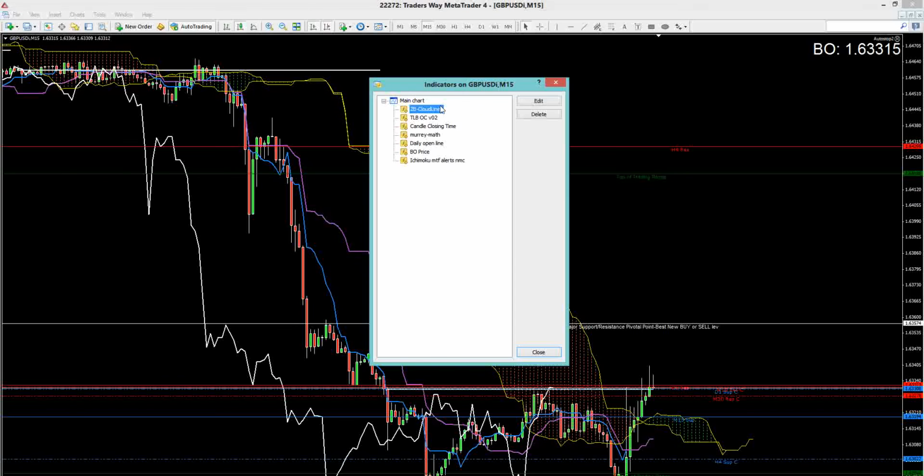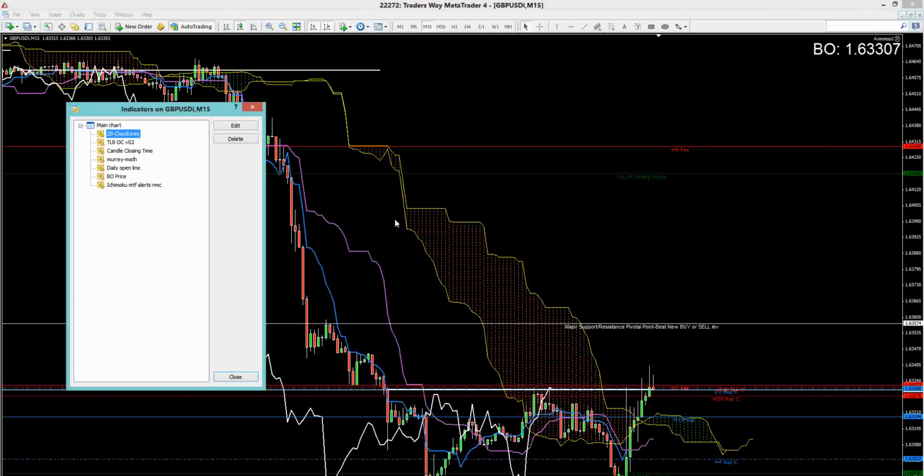Okay, so I have ZB cloud lines. The reason, I don't know, I like the way that it draws Itchy on my chart more. It gives this nice little, let me move this out of the way, it gives a nice little yellow border on Itchy.